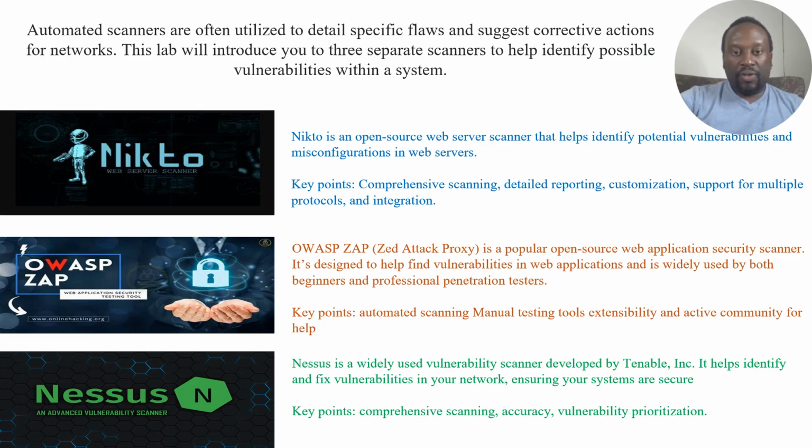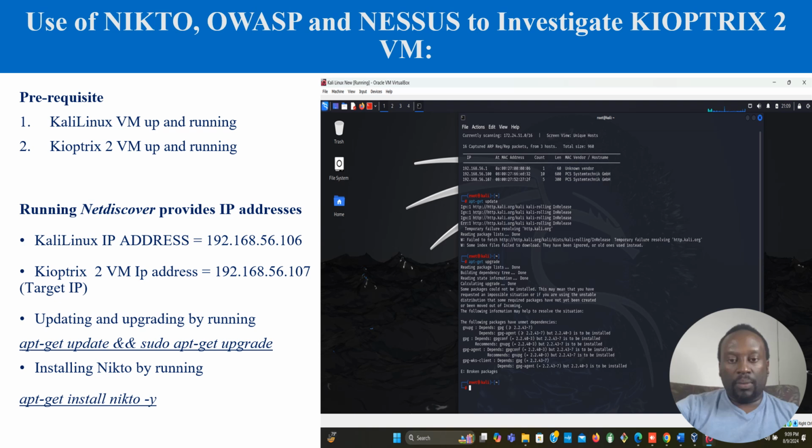Automated scanners are often utilized to detail specific flaws and suggest corrective actions for networks. This lab will introduce us to 3 separate scanners to help identify possible vulnerabilities within a system. So we need to have Kali Linux up and running and the Kioptrix machine that we're going to attack as well up and running. And we should identify the IP address for the machine to be attacked. In this case, the Kioptrix.